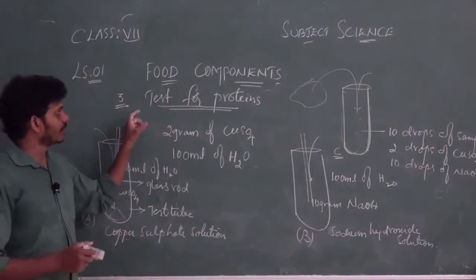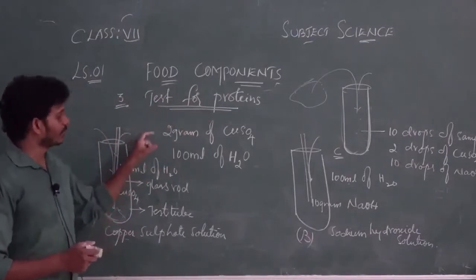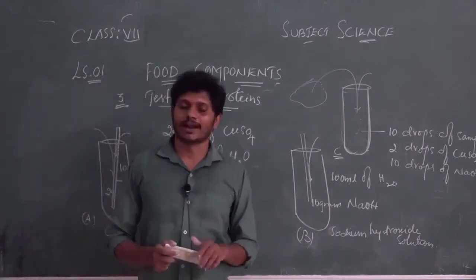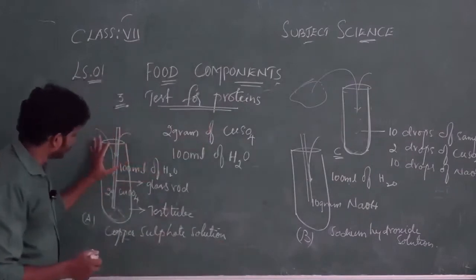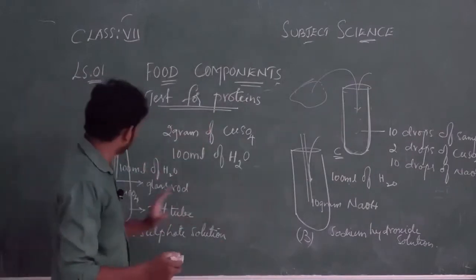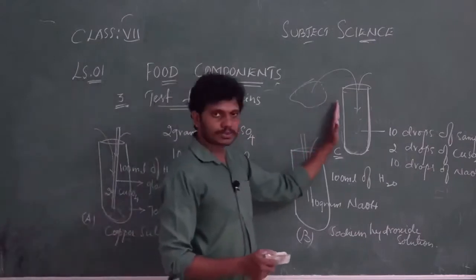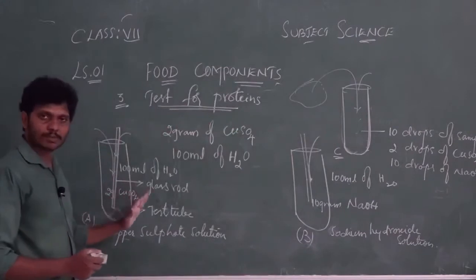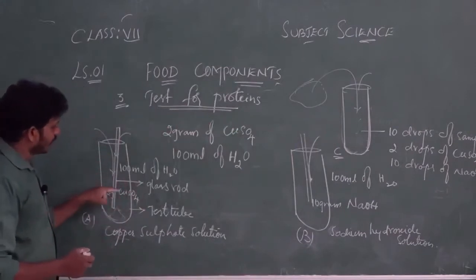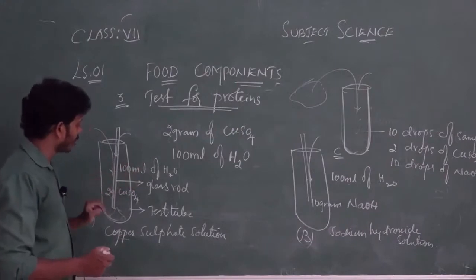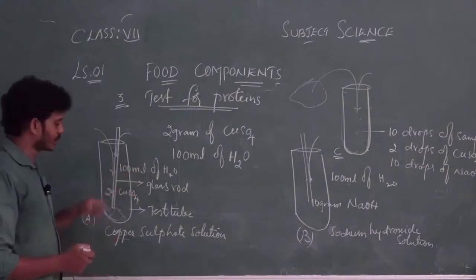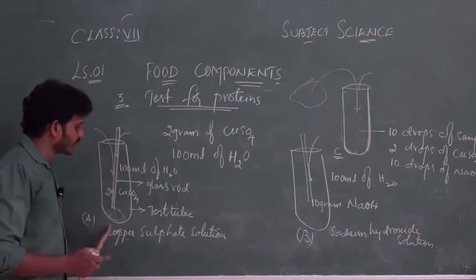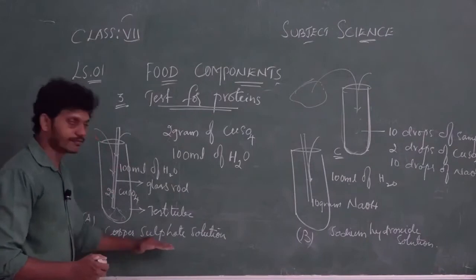For finding proteins, we need to prepare two types of solutions: one is copper sulfate solution and the other is sodium hydroxide solution. First you take three test tubes: test tube A, test tube B and test tube C. In test tube A, we prepare 2% copper sulfate solution. For this, we take 100 ml of water and 2 gram of copper sulfate. Mix it thoroughly and we get our copper sulfate solution.